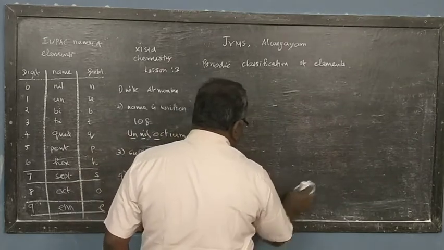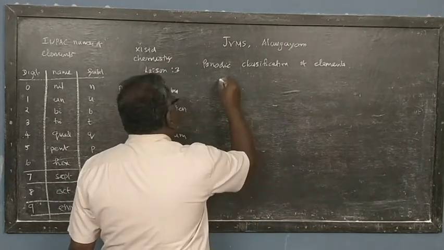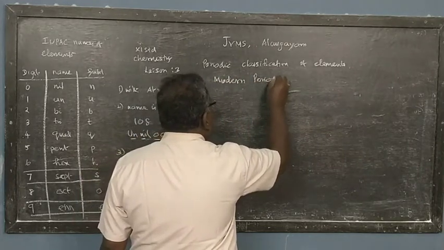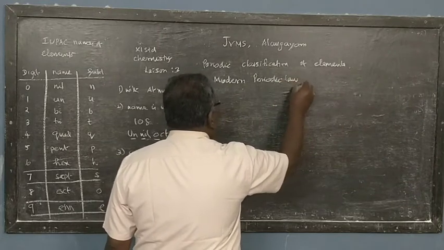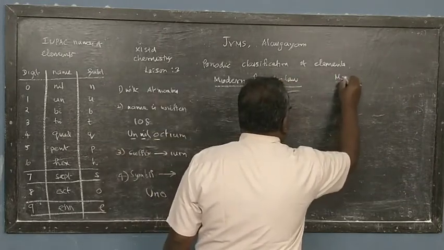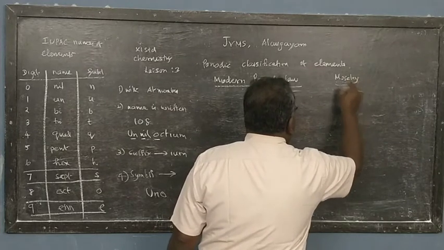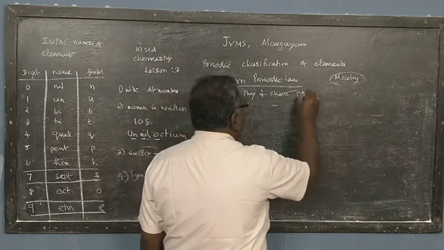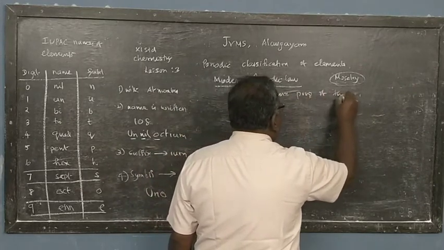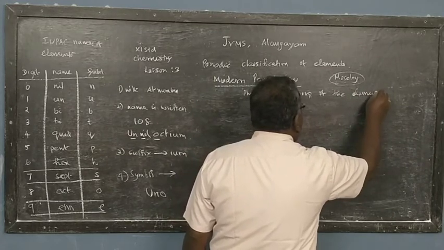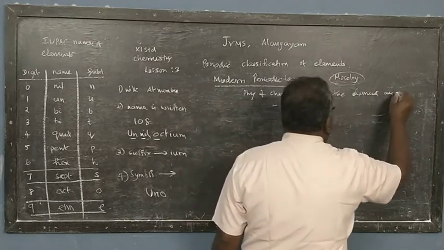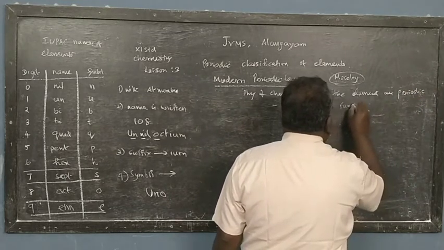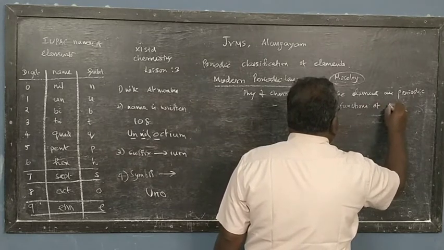And then we move on to the modern periodic law. This was work done by Moseley, right? The physical and chemical properties of the elements are periodic functions of atomic number.